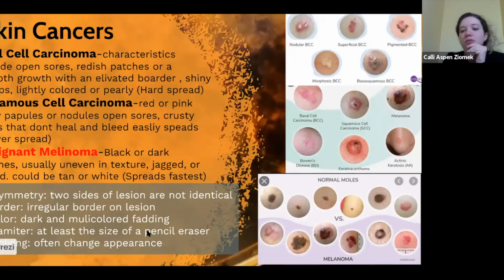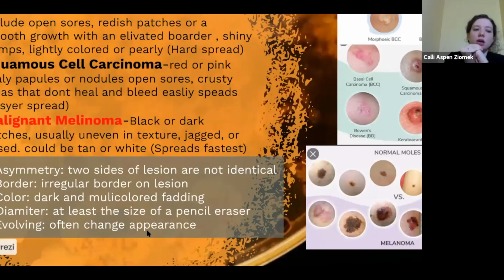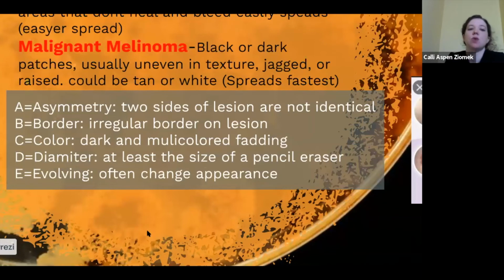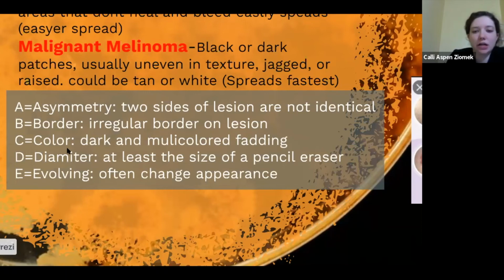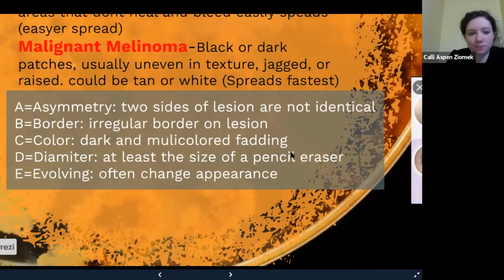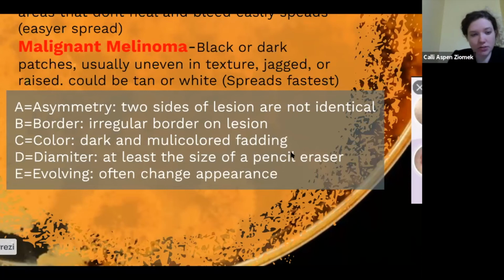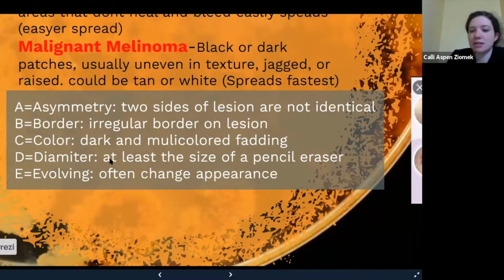The way that you tell the difference between a normal mole and a cancer mole is A, B, C, D, E. So asymmetry, the two sides of the lesion are not identical. If they're not identical, it could be cancerous. The border, which is an irregular border on the lesion, you want to check the color. If it's darker and multicolored and fading in some spots, it is generally more cancerous. The diameter, at least the size of a pencil eraser.